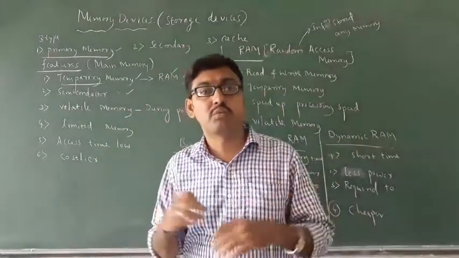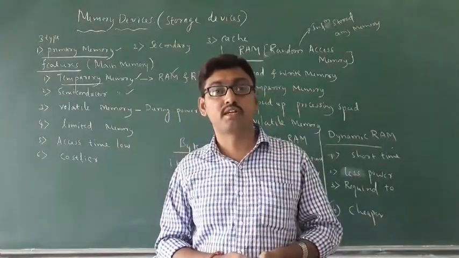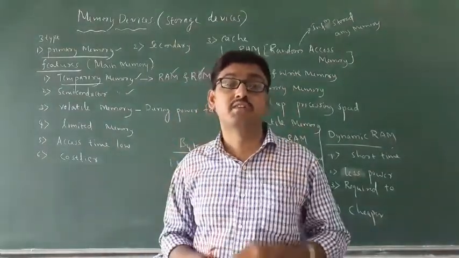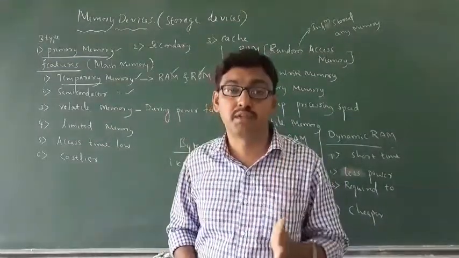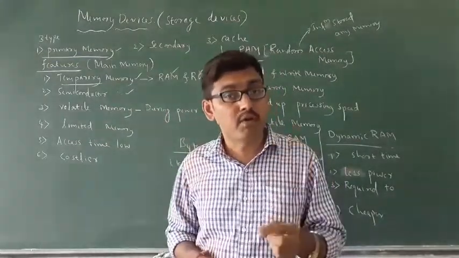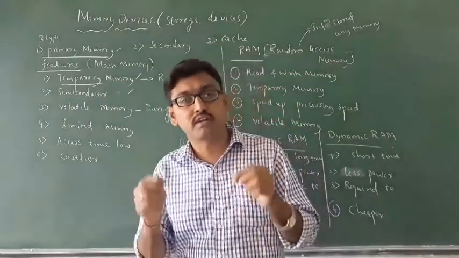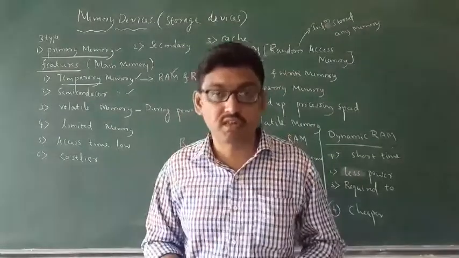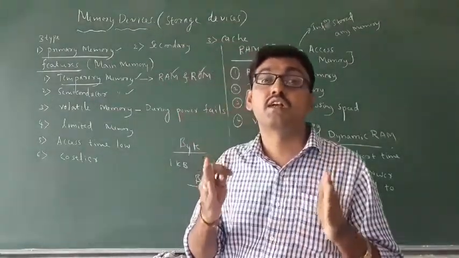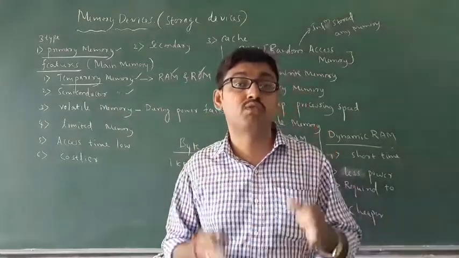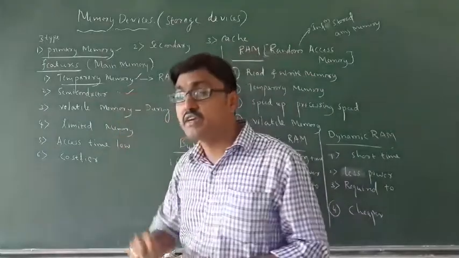This is also asked many times. Which is the semiconductor memory? Primary memory is the semiconductor memory. RAM is made up of semiconductor components, which are electronic components. That's why it is called semiconductor memory. RAM is also called semiconductor memory. This you have to remember. This is the second feature.